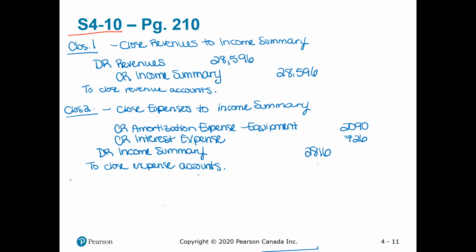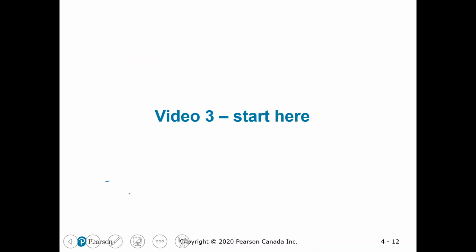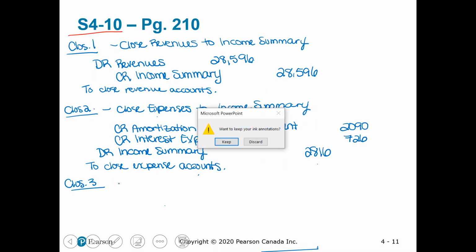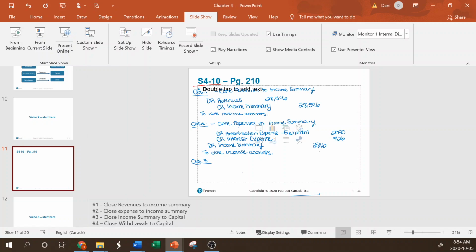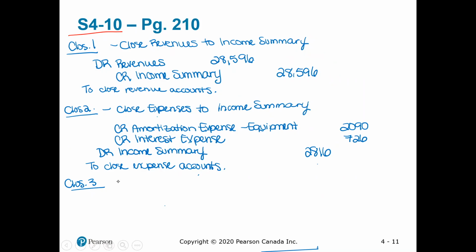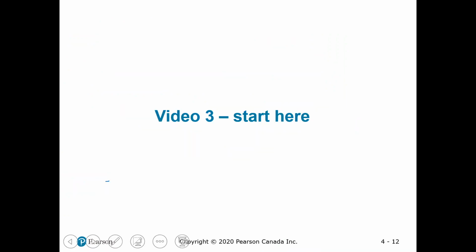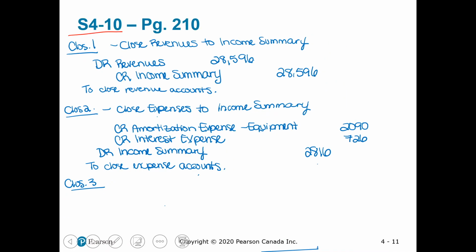Okay, closing entry number 3 is now to, whoops, sorry. Oh, I don't want to do that. Oops, sorry, you guys. Wow, this darn pen. Okay, here we go.